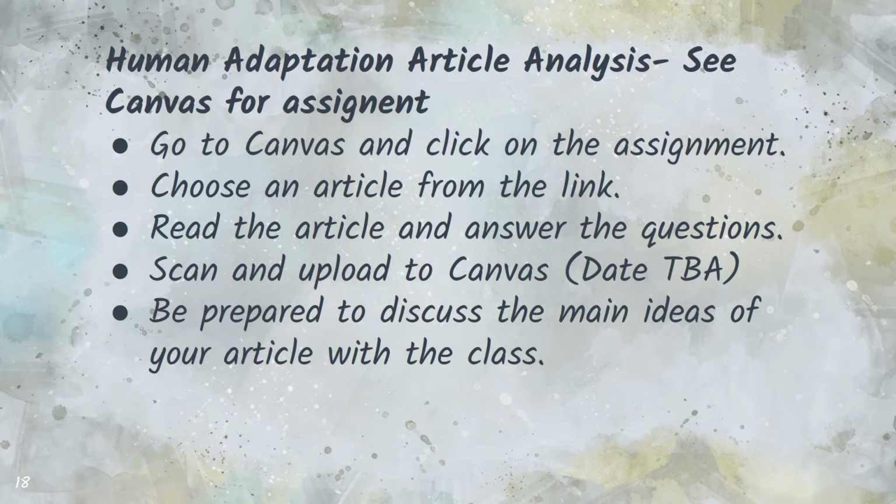Human adaptation article analysis. See Canvas for the assignment. You will go to Canvas and click on the assignment. Choose an article from the link. Read the article and answer the questions on a sheet of paper. Then you will scan and upload those questions to Canvas. Check Canvas for the date announcement. Be prepared to discuss the main ideas of your article with the class.